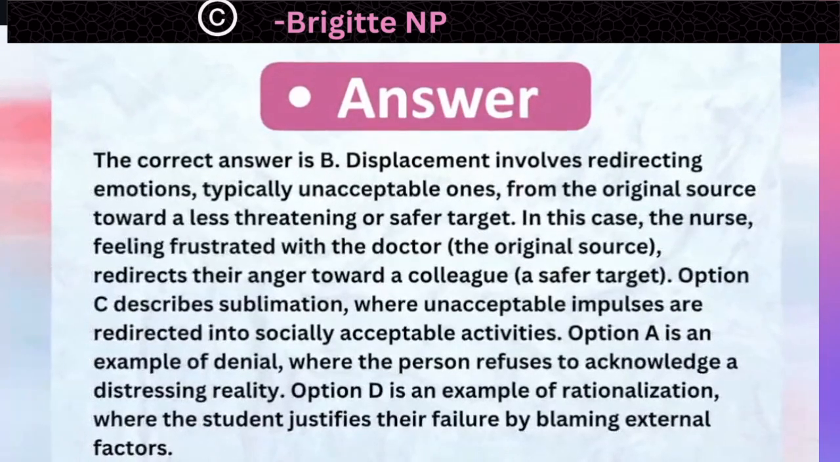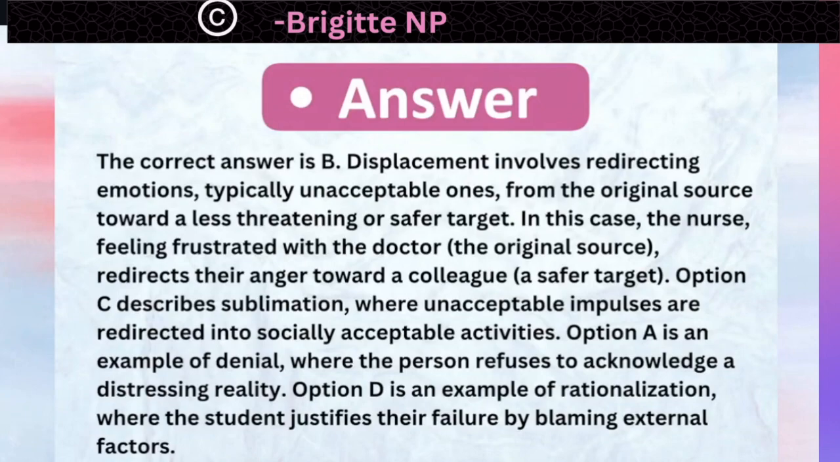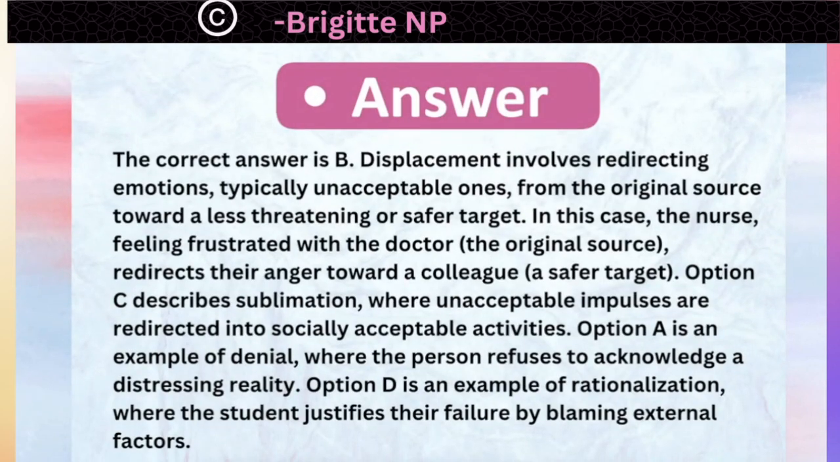The correct answer is displacement, which was B. Displacement involves redirecting emotions, typically unacceptable ones from the original source toward a less threatening or safer target. In this case, the nurse, feeling frustrated with the doctor, the original source, redirects their anger toward a colleague, which they view as a safer target. Option C describes sublimation, where unacceptable impulses are redirected into socially acceptable activities. Option A is an example of denial, where the person refuses to acknowledge a distressing reality. And option D is an example of rationalization, where the student justifies their failure by blaming external factors.